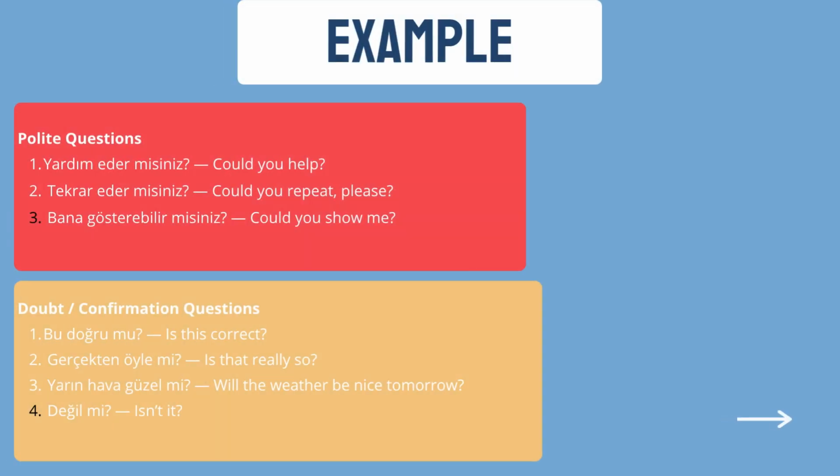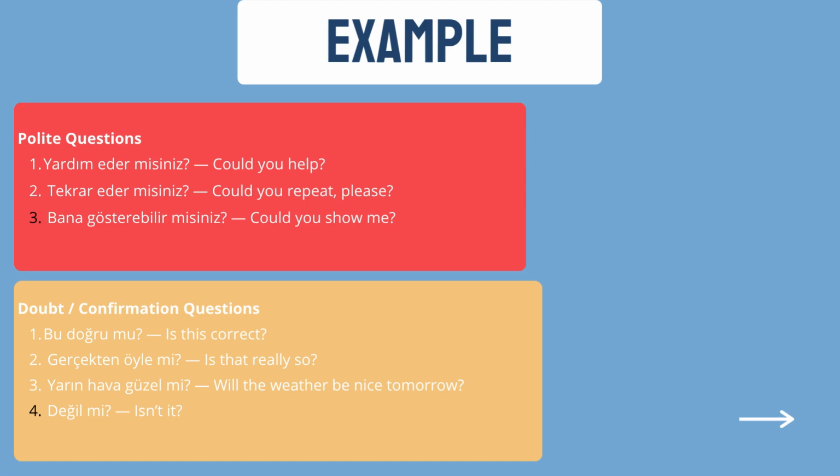Next is polite questions. Yardım eder misiniz? Could you help me? Bana yardım eder misiniz? Tekrar eder misiniz? Could you repeat please? When you are at school and you ask the teacher, tekrar edebilir misiniz? Anlamadım. Something like that. Next is bana gösterebilir misiniz? Could you show me? Gösterebilir misiniz?